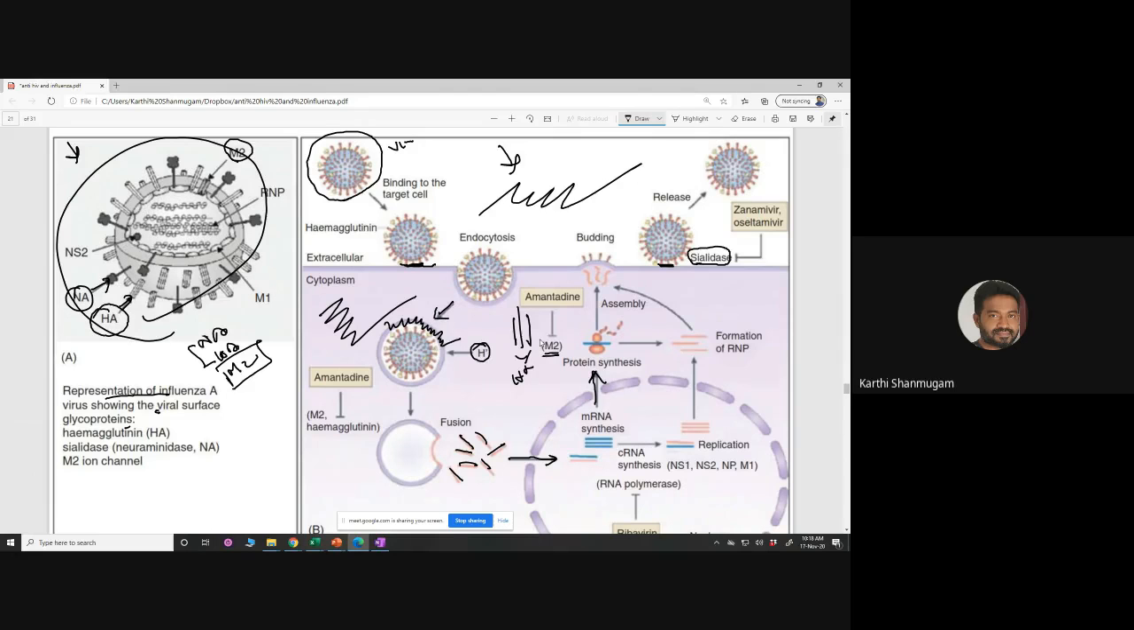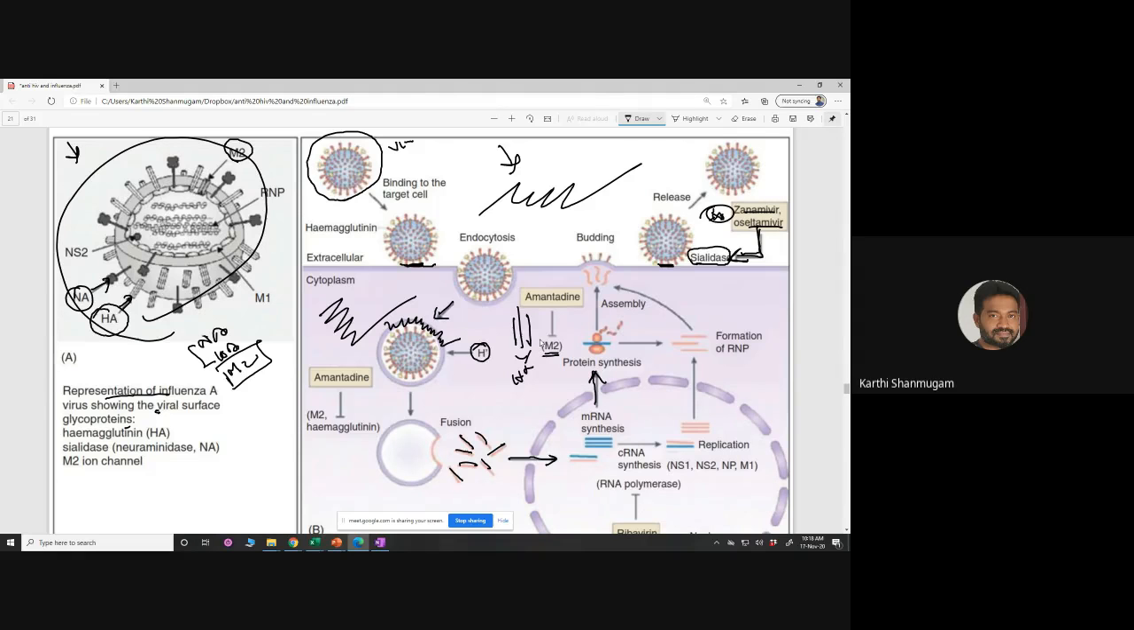Zanamivir and oseltamivir are very successful, very promising drug molecules that inhibit the attachment of the virus particle, the interaction of the glycoproteins present in the virus particle with the sialidase of the host. So this is an entry level inhibition, which will prevent the endocytosis of the virus into the cytoplasm.